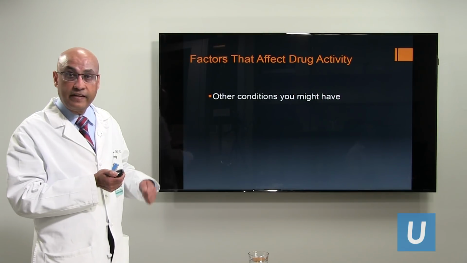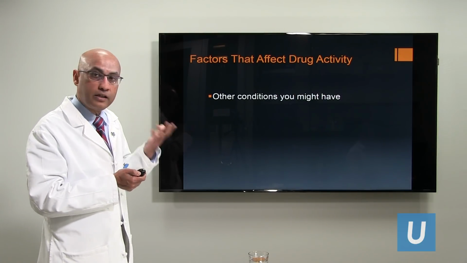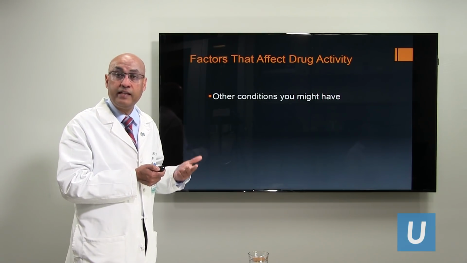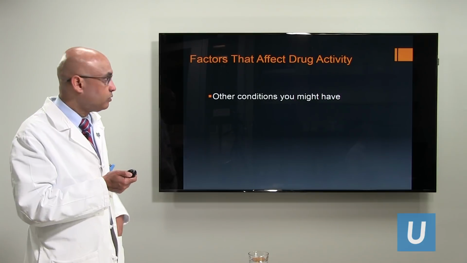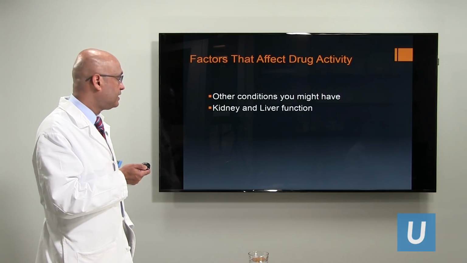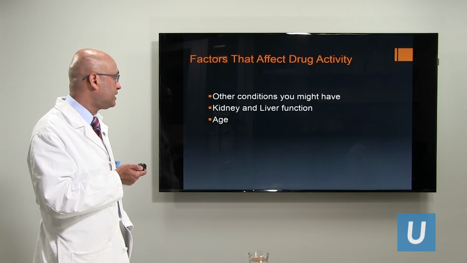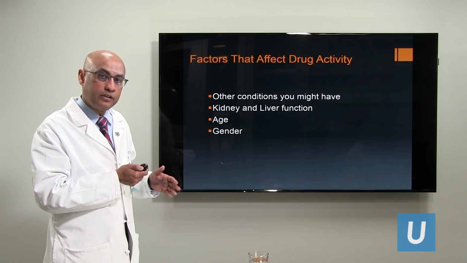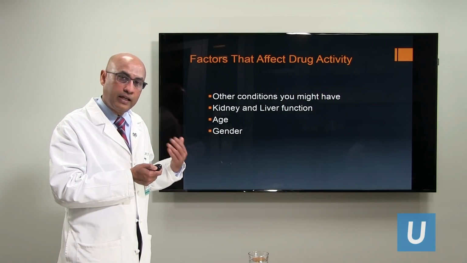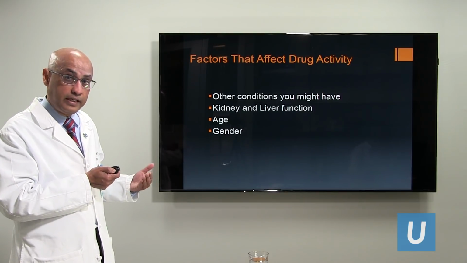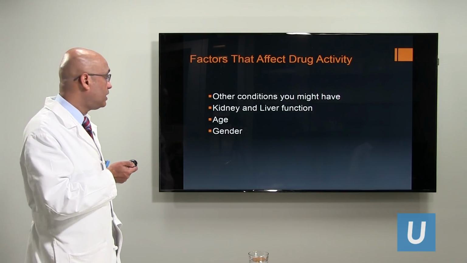Now, factors that affect drug activity: other conditions you might have. You might have diabetes, you might have heart failure, you might have kidney problems, you might have liver problems. Or you might be pregnant. All these things can affect the drug activity. So we talk about kidney and liver function. Age is also a factor. Extremes of ages, babies or elderly people, behave differently and react differently to the same medication that you're taking. So that is something also taken into account.